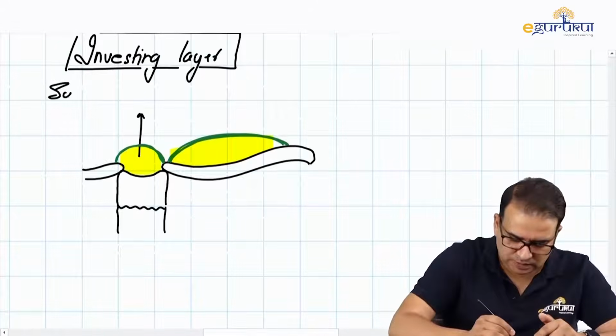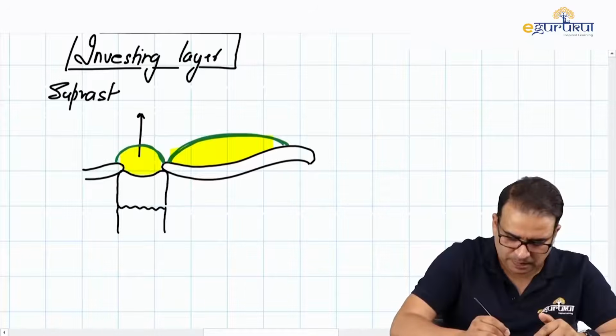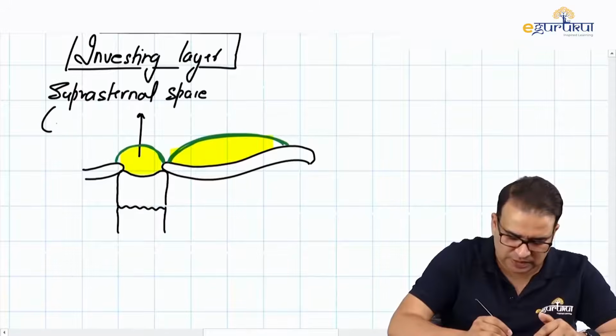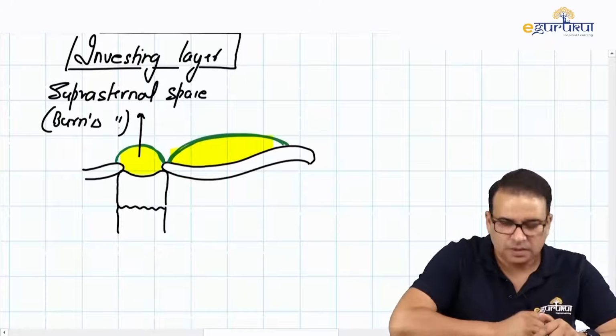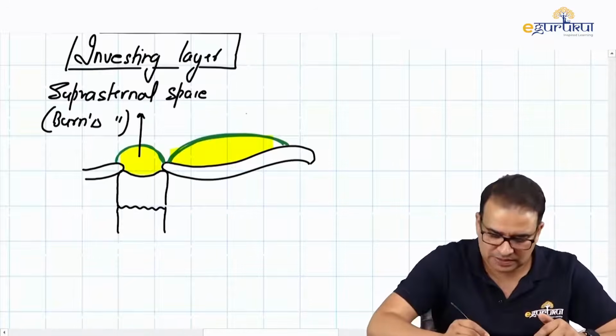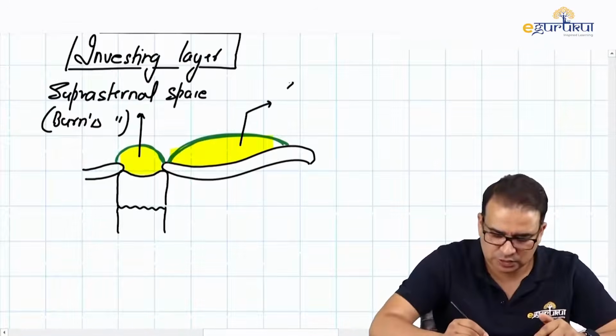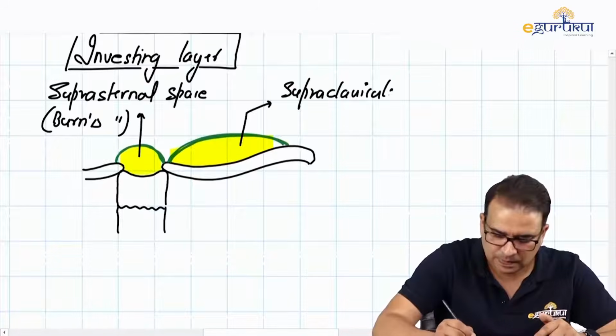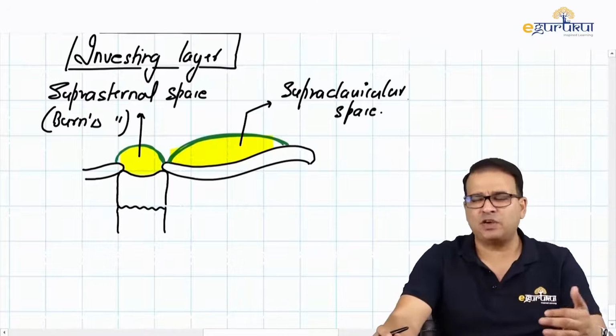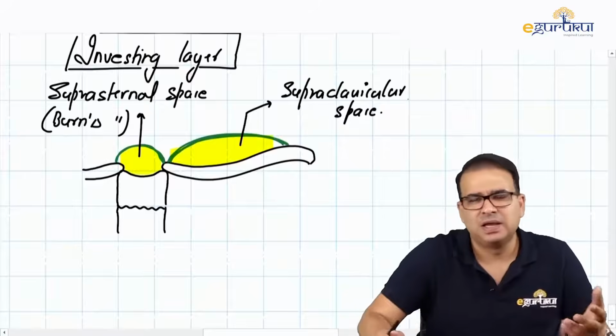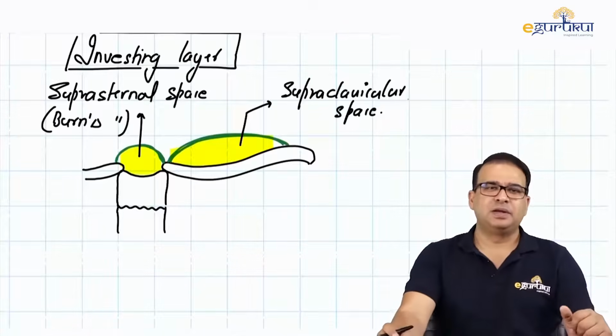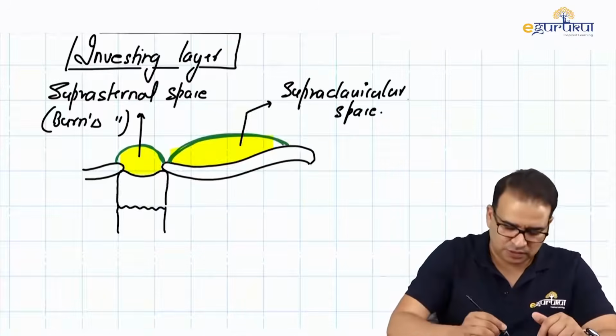This is called the suprasternal space, also called the Burns space. Suprasternal space or Burns space, whereas this one here is called the supraclavicular space. Needless to say, if you have any space present in the neck or anywhere else, it is somehow surgically important here. Suprasternal space, the Burns space, or supraclavicular space.